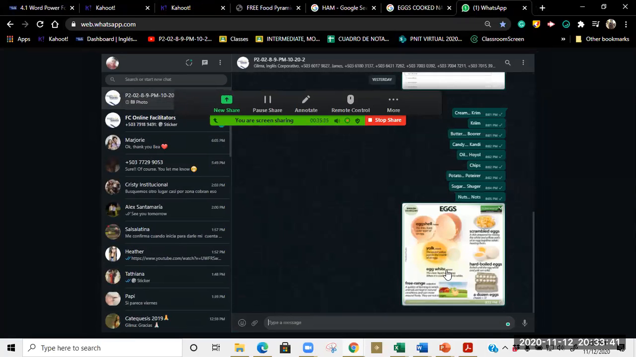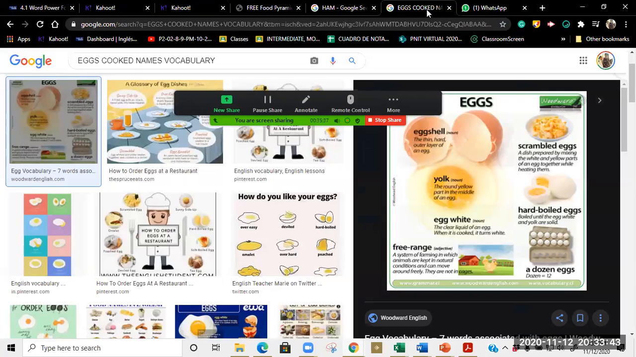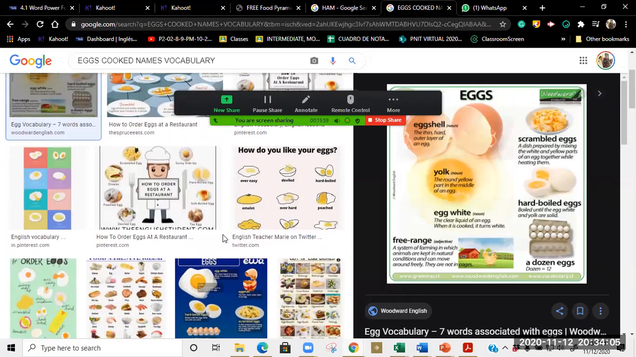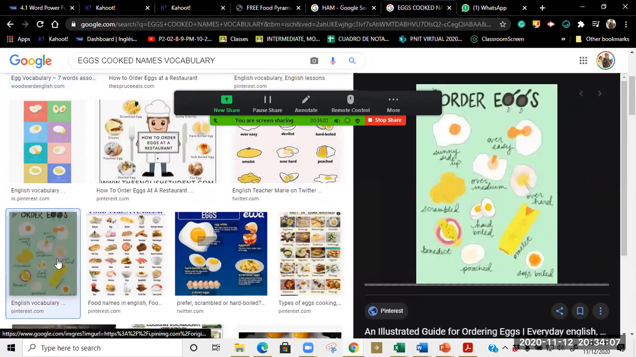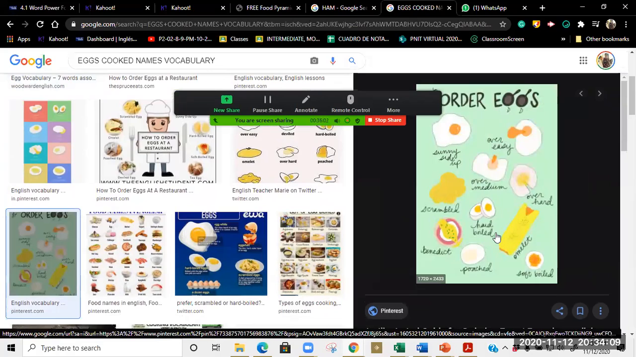This is very important information. I think it's very good that you know. For example, la parte de afuera del huevo se llama eggshell, la yema se llama yolk. Egg white, solo es lo blanquito alrededor. Si son huevos revueltos, scrambled eggs. Si son huevos duros, hard-boiled eggs, okay? And there is also para amelcochado. I think it's this one.